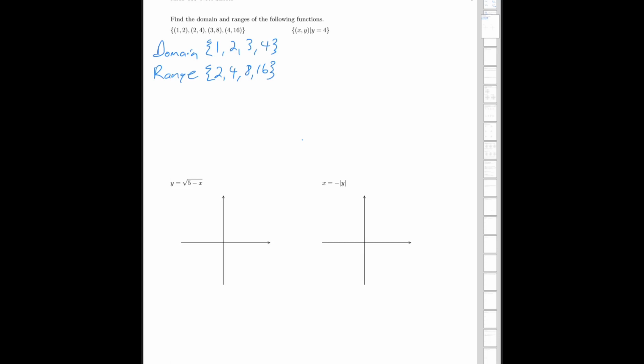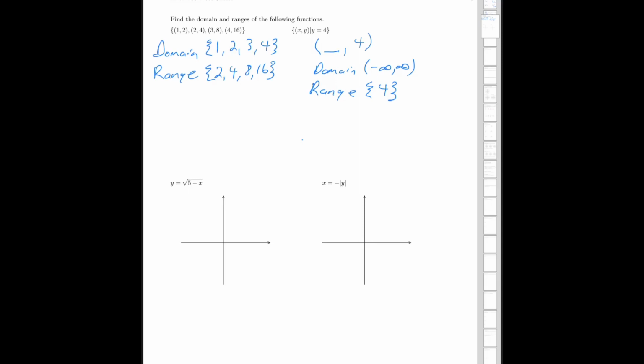This second one is the set of all ordered pairs x comma y where y equals 4. So that would be blank comma 4. So the domain can be anything, so -infinity to infinity. But the range has to be 4. So we do that in braces again. Anytime we're listing a finite number, a small number of options, we use braces. Unlike an infinite option where we're going to use interval notation.